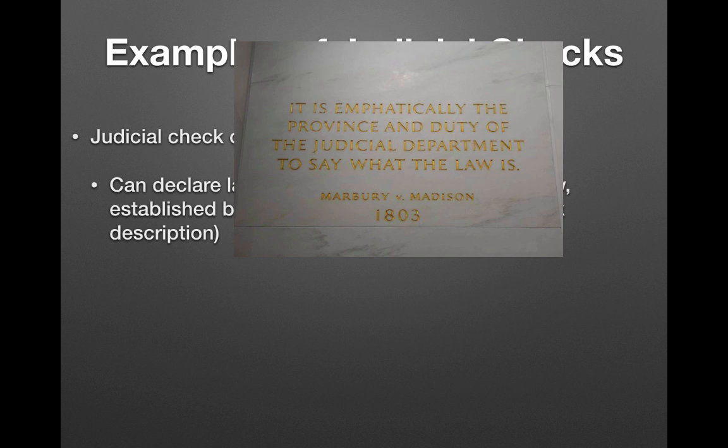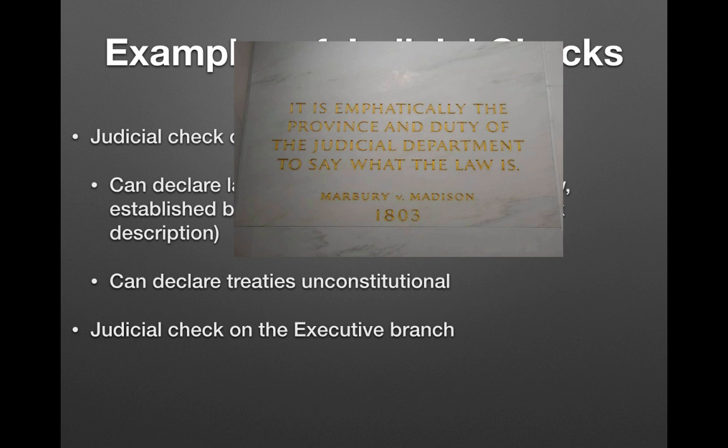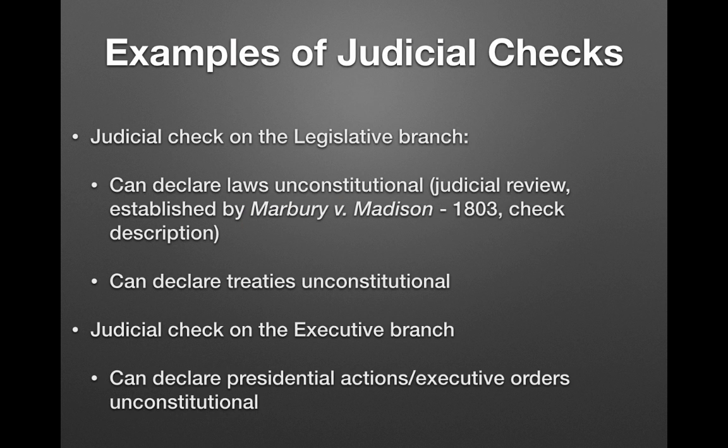And John Marshall in that court case said, it is emphatically the province and duty of the judicial department to say what the law is. And boy, did the Supreme Court do that. They could declare treaties unconstitutional as well. And it is the Senate that ultimately approves treaties, even though the president often does the negotiating of treaties. And the judicial check on the executive branch, they can declare presidential actions or executive orders unconstitutional. More on those in a future video on the presidency.